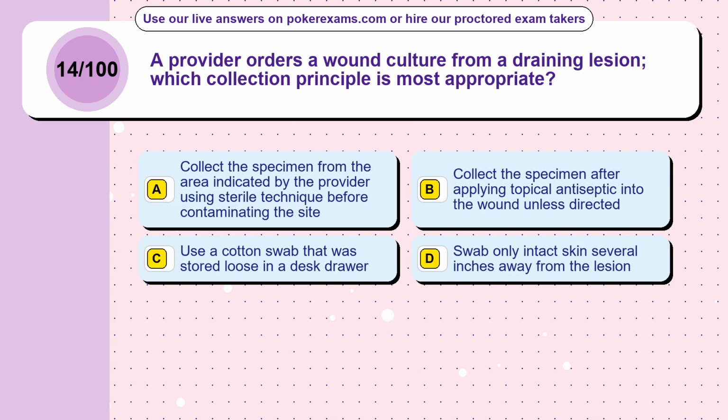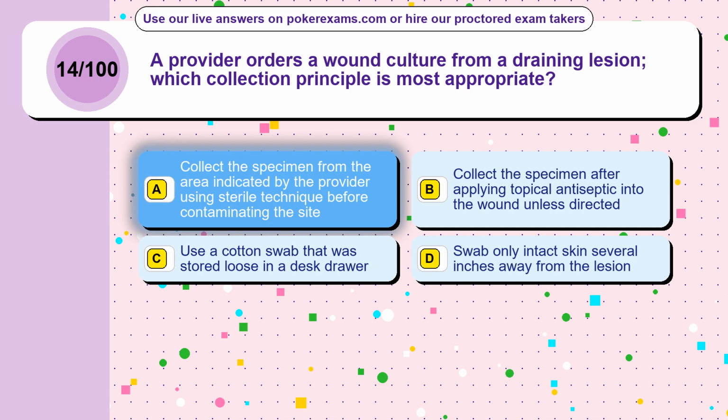Question 14. A provider orders a wound culture from a draining lesion. Which collection principle is most appropriate? Option A, collect the specimen from the area indicated by the provider using sterile technique before contaminating the site. Option B, collect the specimen after applying topical antiseptic into the wound unless directed. Option C, use a cotton swab that was stored loose in a desk drawer. Option D, swab only intact skin several inches away from the lesion.